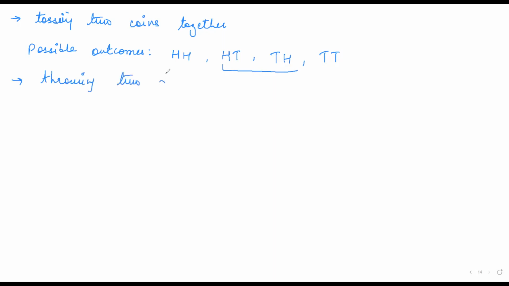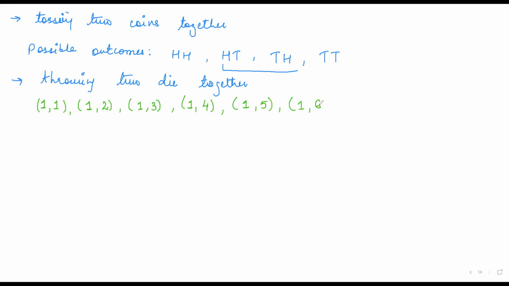Now we come to throwing two dice together. Die is the singular, dice is the plural. One die has six faces, that you know, right? Numbers 1 to 6, or dots. Now let's see what possible combinations I can get. Let's say the first die I'm getting 1, and the second die also 1, correct? Yes. Now first die 1, second die 2, first die 1, second die 3, then 1 and 4, 1 and 5, 1 and 6.